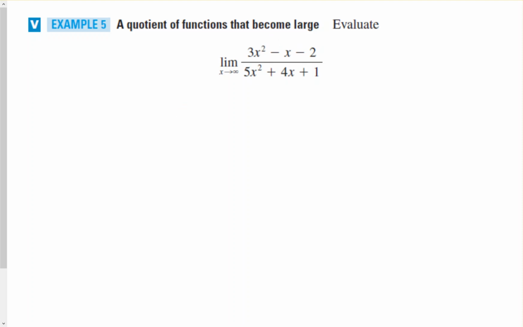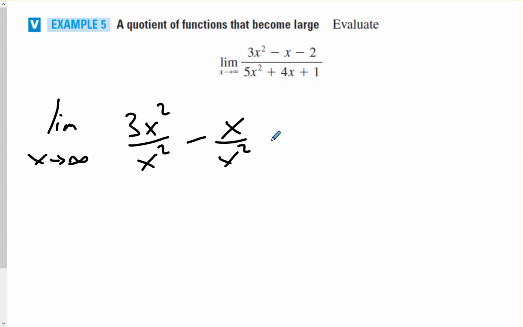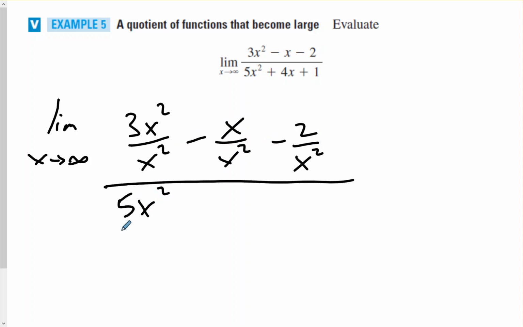So we would have the limit as x approaches infinity of 3x squared over x squared minus x over x squared minus 2 over x squared, over 5x squared over x squared plus 4x over x squared plus 1 over x squared.